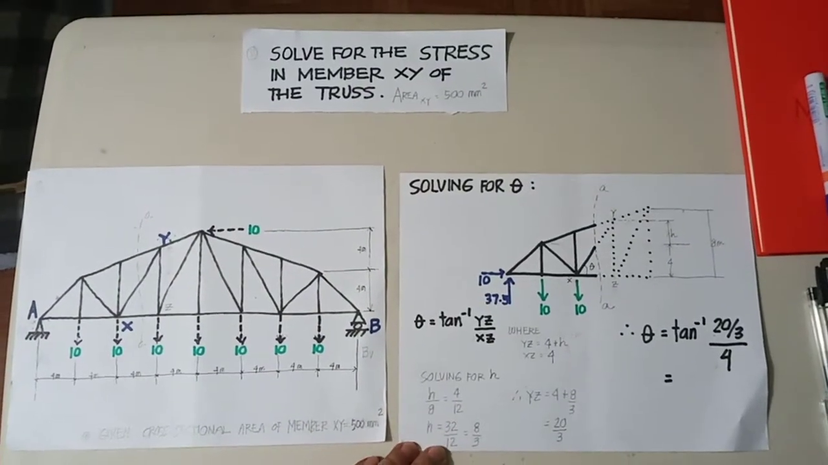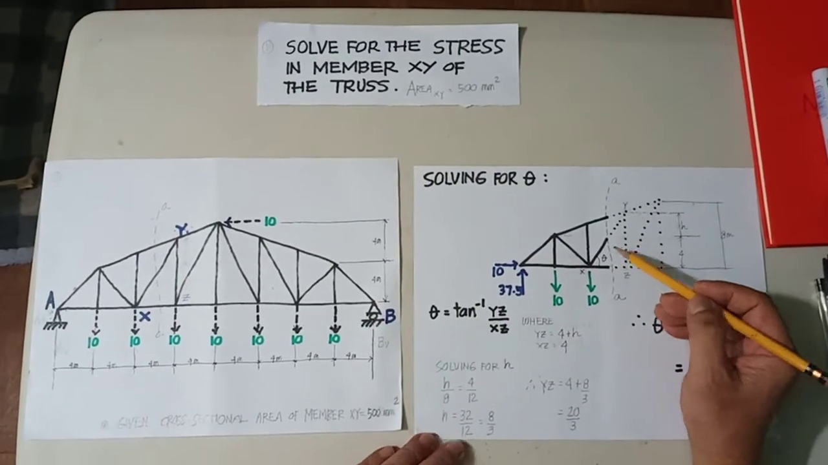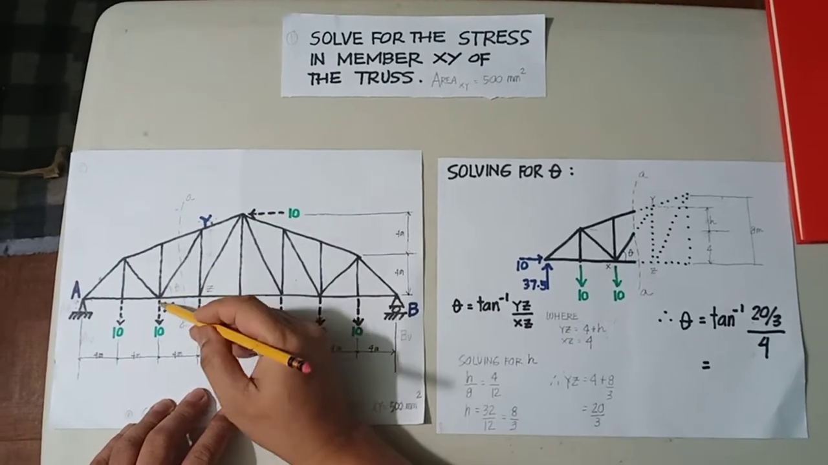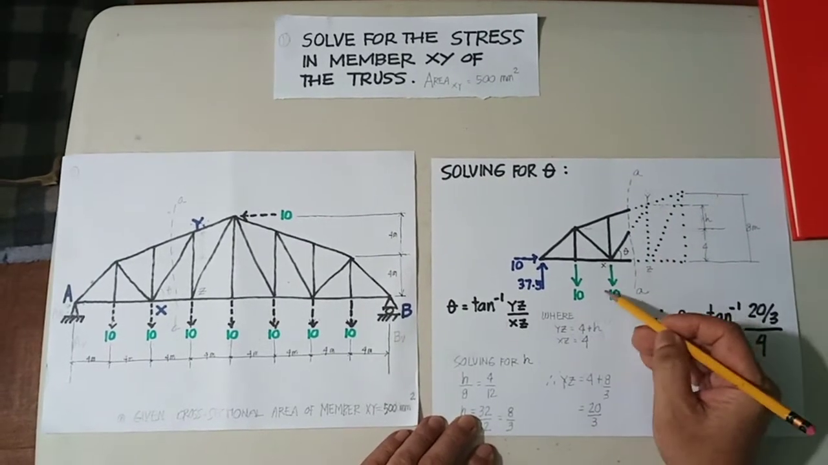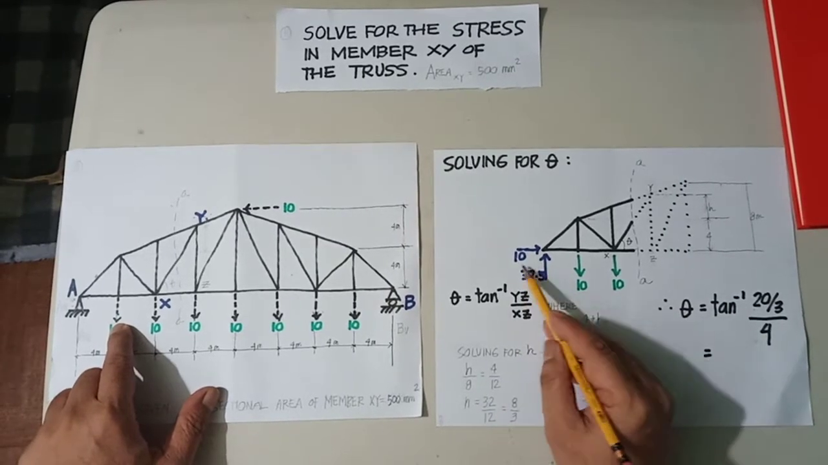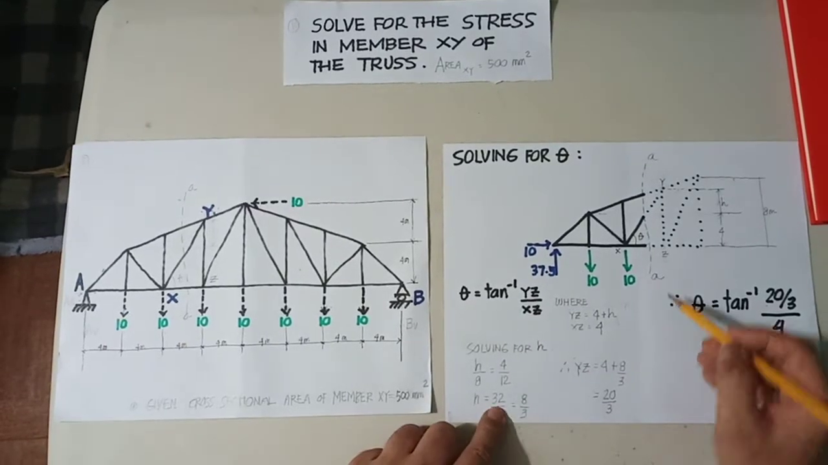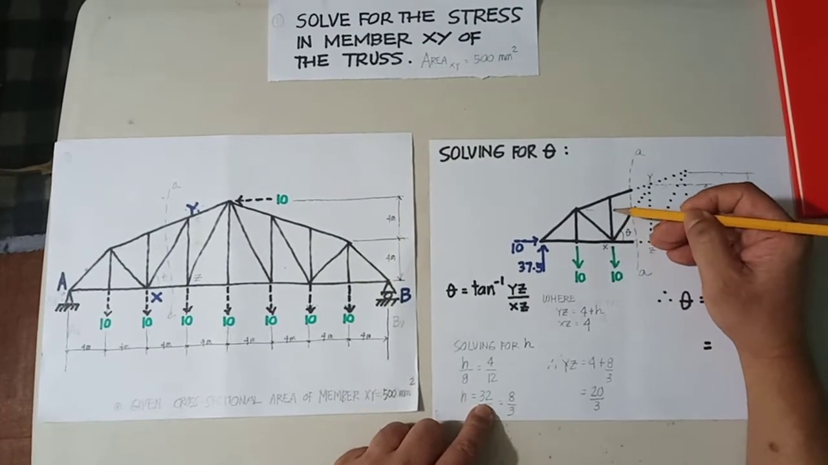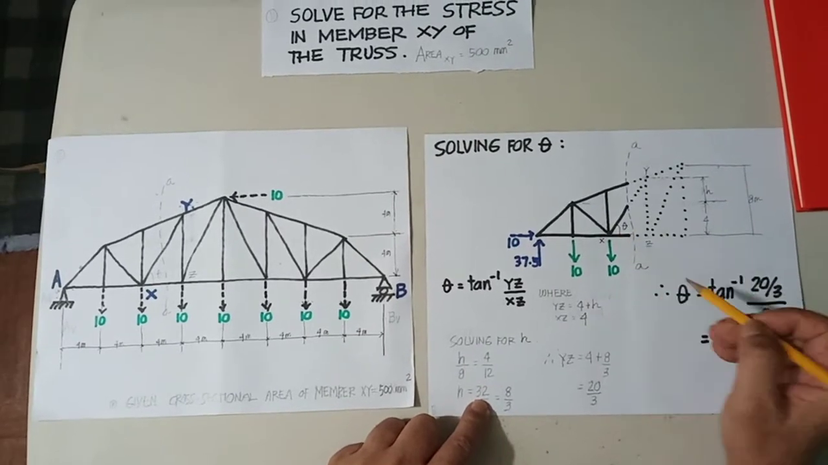In solving for theta of your member XY, this is our theta. This is the angle theta of member XY because it is inclined from the horizontal. This is 10 kilonewtons, and the reactions initially were 37.5 vertical and the horizontal reaction, which is equivalent to 10. Remember that we have to get the components of XY: XY sine theta and XY cosine theta. However, how do we solve for theta?